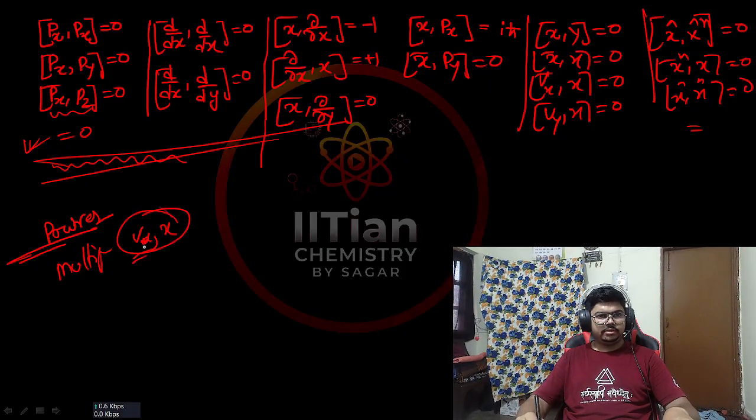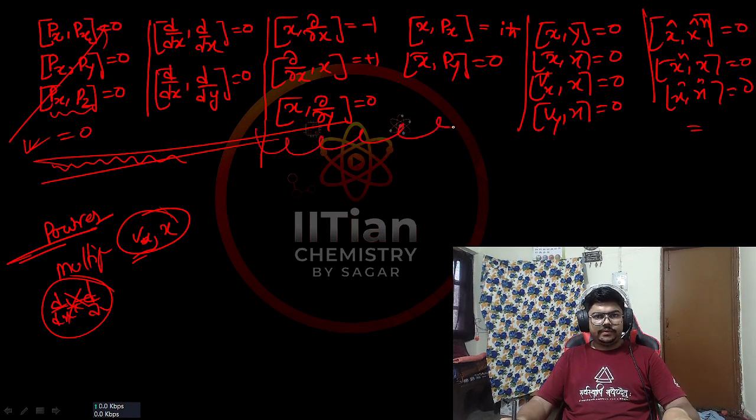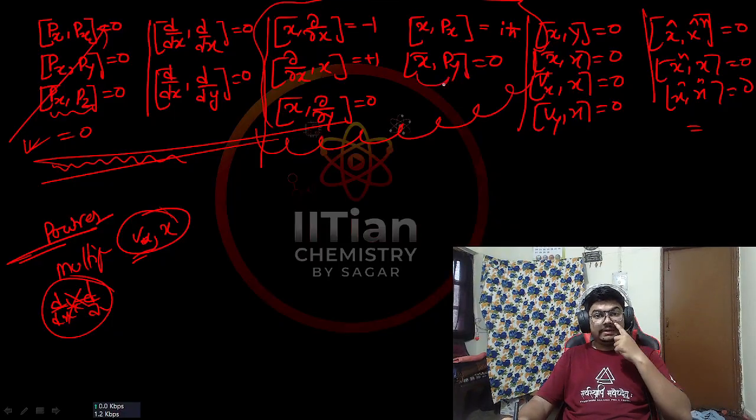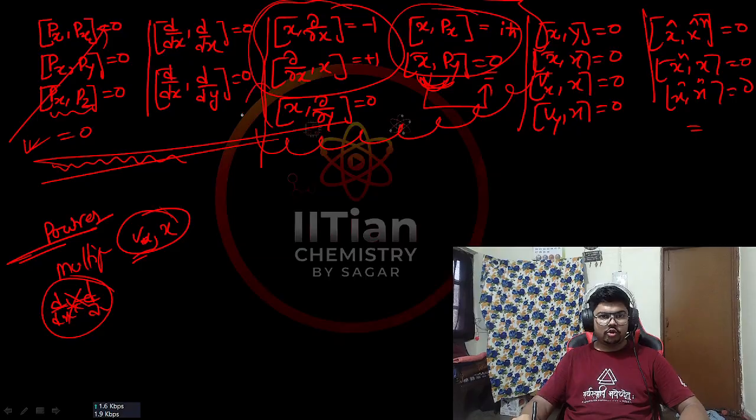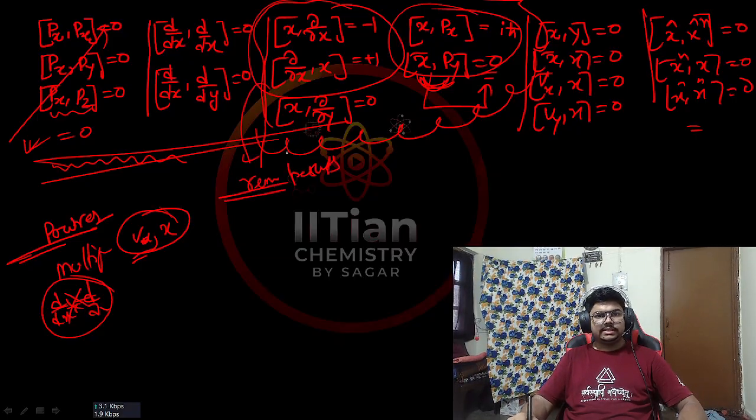Any combination will be 0. Then two derivatives ddx, ddy, upon any direction, it will be 0. You may get confused here. In a different direction it is 0, that means in different directions they will commute. In the same direction they will not commute. When they will not commute, you have to just remember the results. These results I have already made you write.